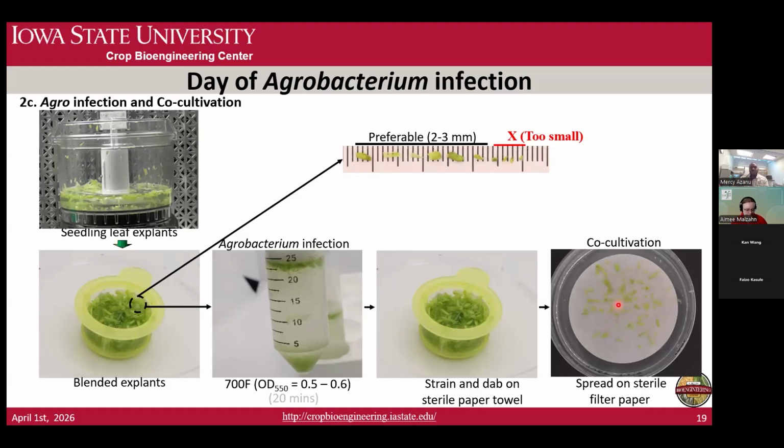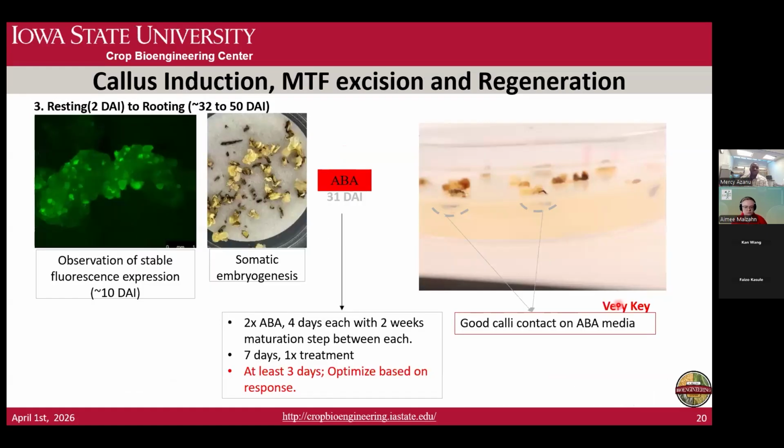Then after that, you put them into the plastic box and take them to 21 degrees for 1 day. Then you remove this paper and transfer it onto resting media for 7 to 11 days, depending on the time that you have. At 10 days, you should be able to see fluorescent transient expression is really good. Somatic embryogenesis has already begun.